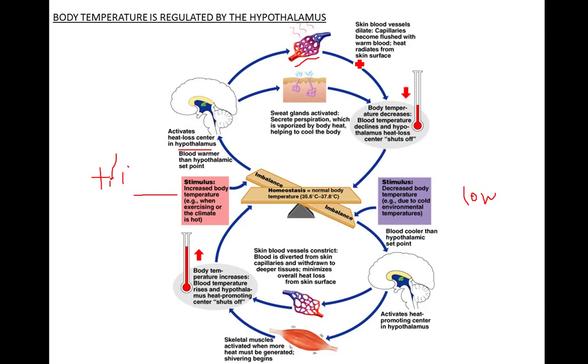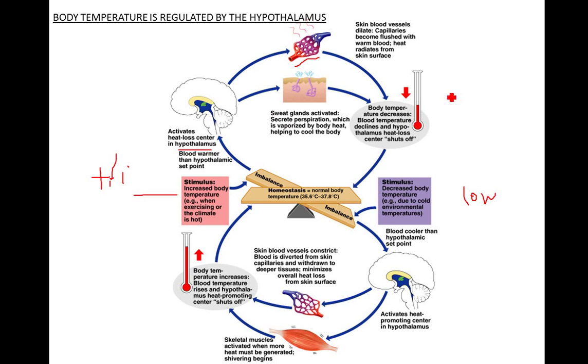Now, why would you want that to happen? You're pulling the warm blood towards the skin. This is why you turn red when you're hot. But you're also cooling the internal organs. You're pulling that warm blood out to the surface. And that's also going to cause the sweat glands to be activated, and you're going to perspire. You're going to get rid of that heat.